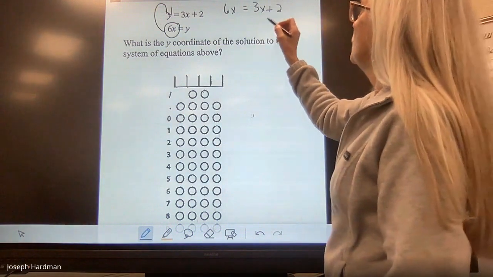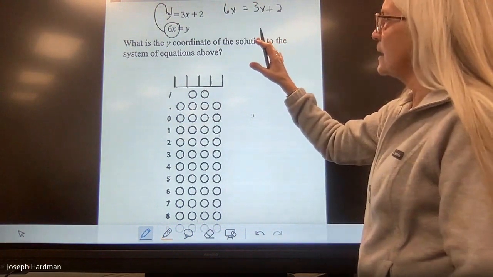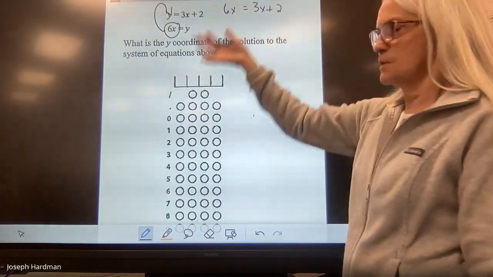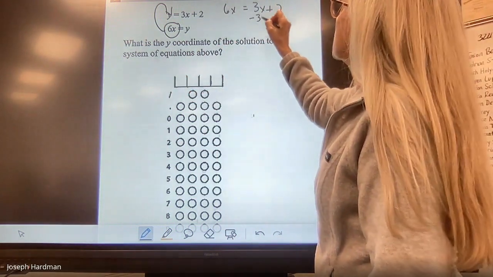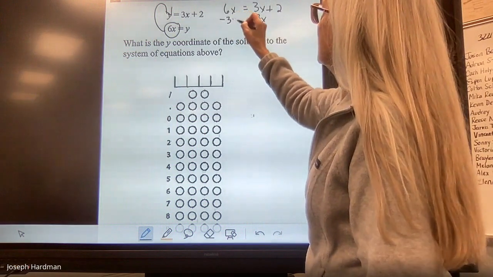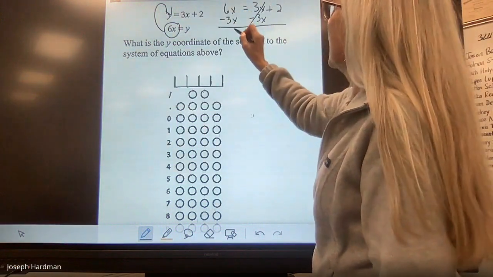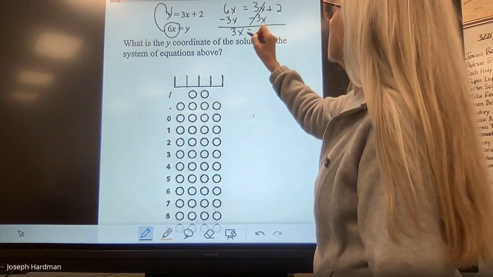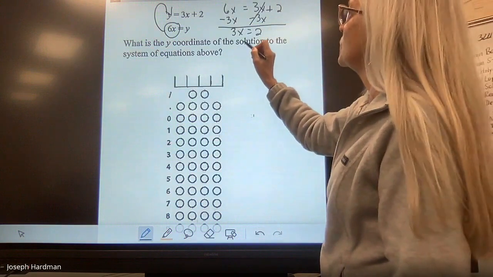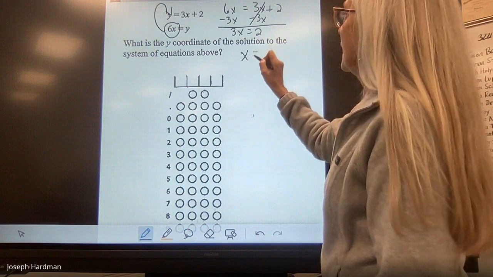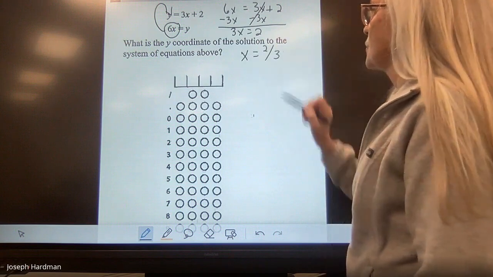So I'm going to solve this for x, and then I'm going to have to substitute that back in to find the y. So subtract the 3x from both sides, and I get 3x equals 2. And now to solve for x, I divide both sides by 3, and I get x equals 2/3.